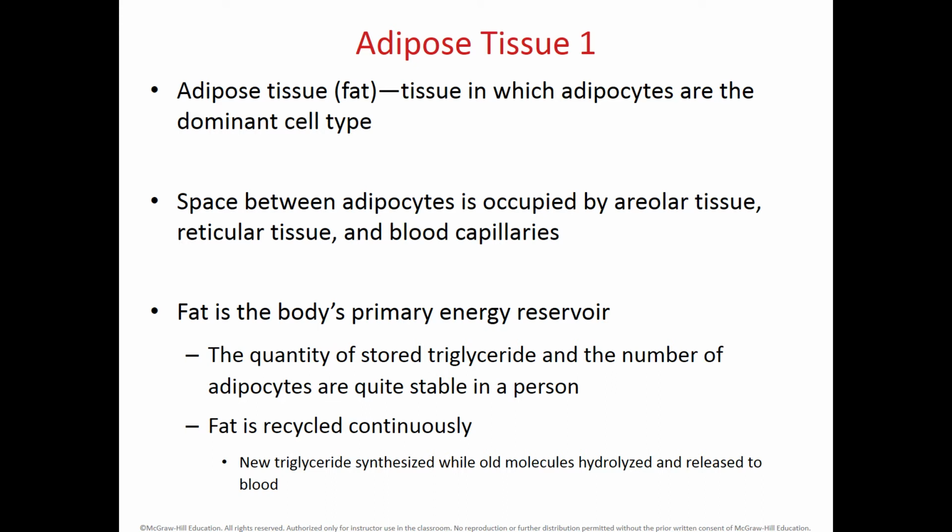Okay, the other type of connective tissue is adipose tissue. Adipose tissue, also known as fat, has cells known as adipocytes. The space between the adipocytes is occupied by areolar connective tissue, reticular tissue, and blood capillaries. So you have a lot of blood supply to the fat cells. And then fat tissue is the primary energy reservoir.